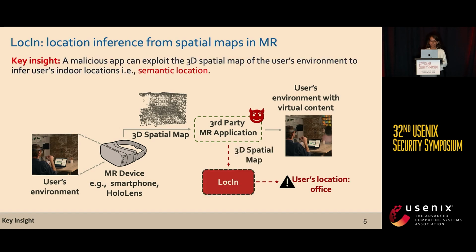So in this work, we show that similar to how humans perceive an indoor environment based on its layout, object, and surface properties, an adversary can extract these characteristics from the 3D spatial map to infer the user's location, that is, the type of indoor environment that the user is present in while using this app. We refer to this indoor location as the semantic location of the user and build LocIn to demonstrate this attack.